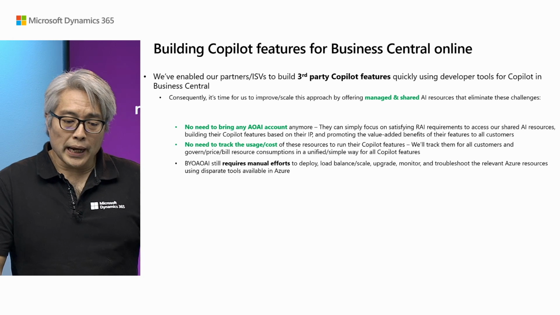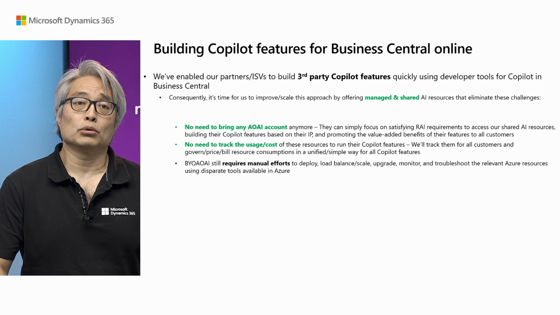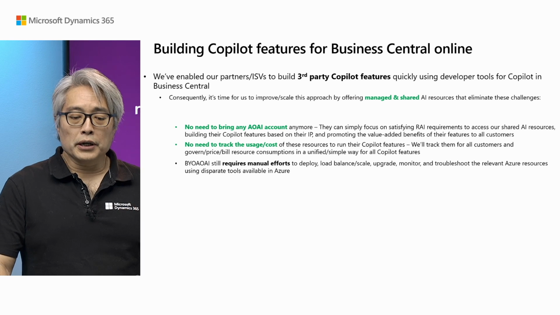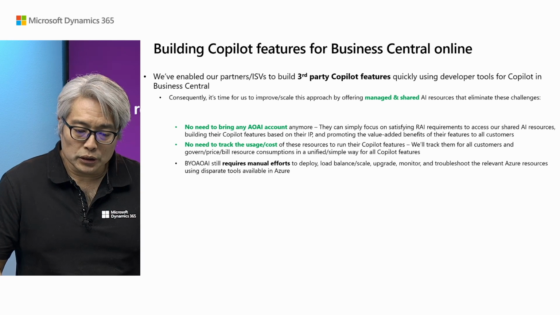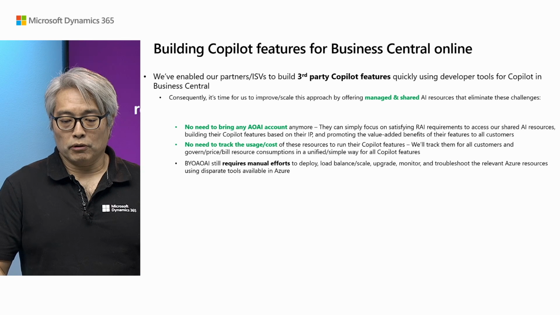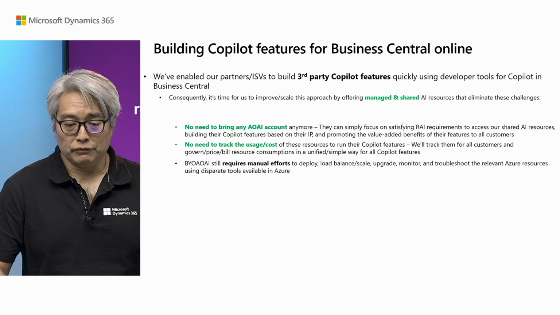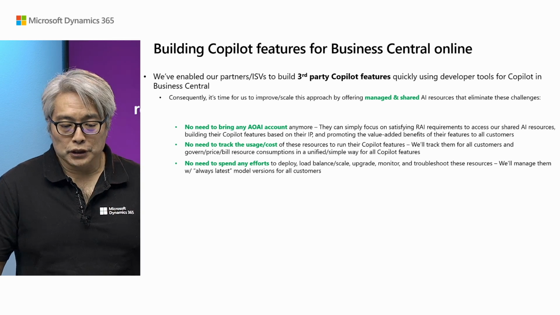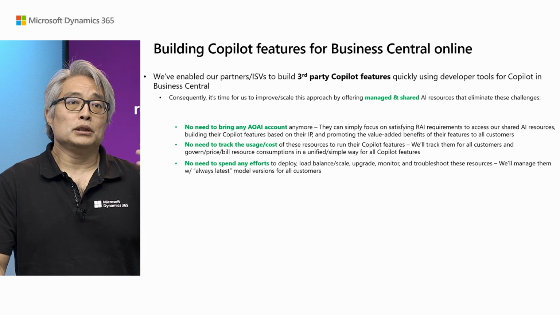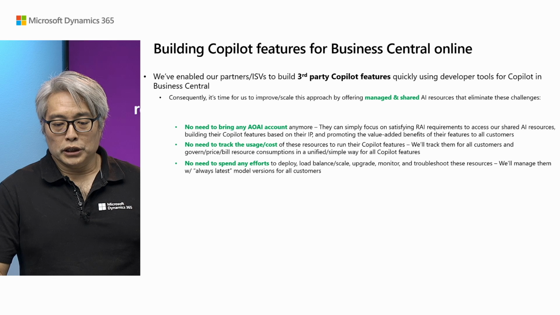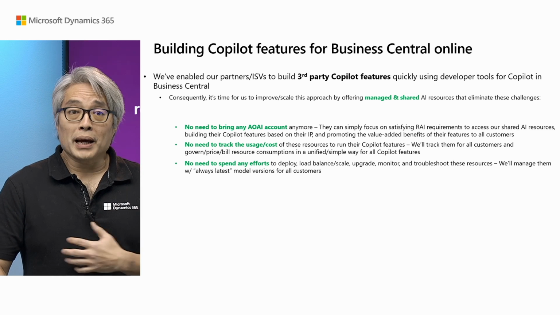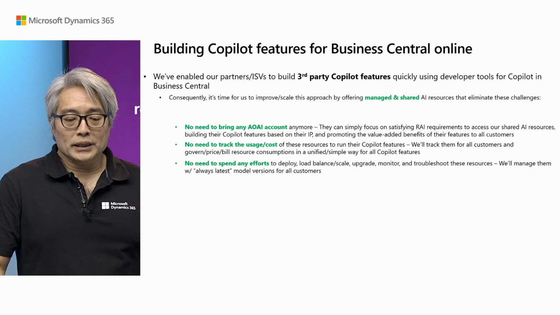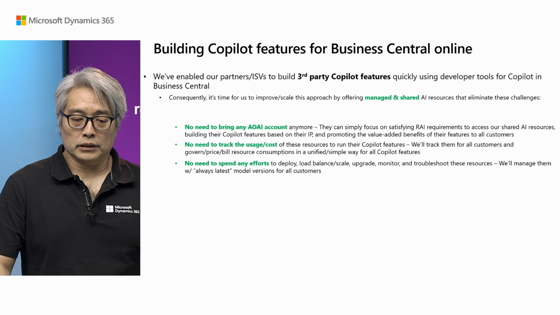Also, there's no need to track the usage and cost of these resources to run their Copilot features. We will track them all for all customers, and we will govern, price, and bill resource consumption in a unified and simple way for all Copilot features that covers first-party and third-party features, right? And finally, there's no more need to spend any efforts to manage those resources. So you don't need to deploy, load balance, scale, upgrade, monitor, or troubleshoot these resources anymore. We will manage them all in our infrastructure with always the latest model version for all customers.